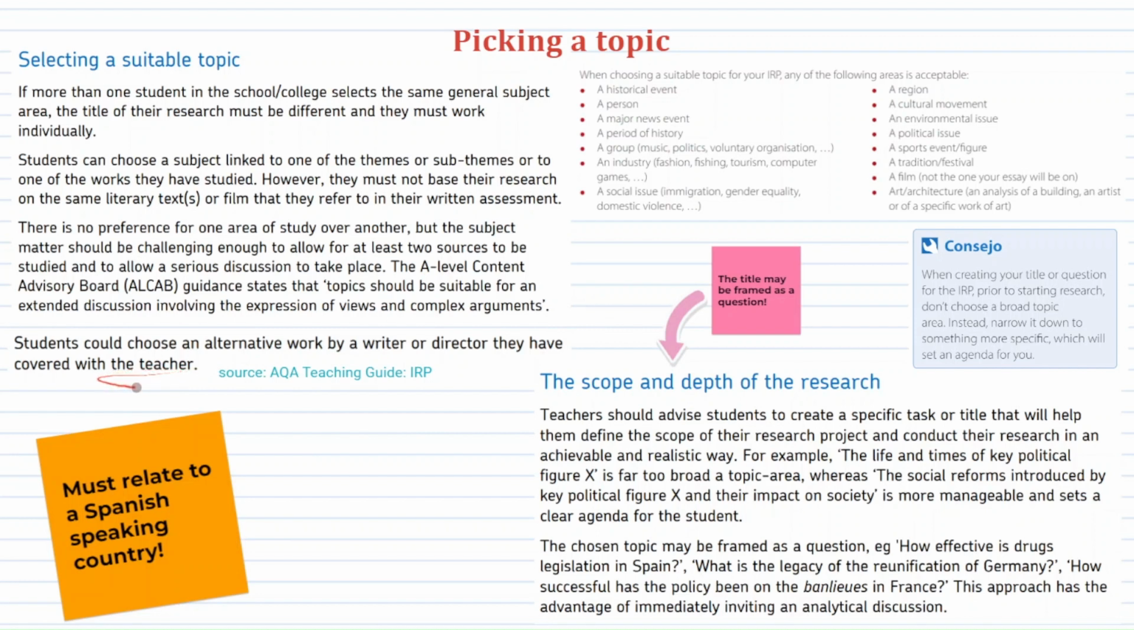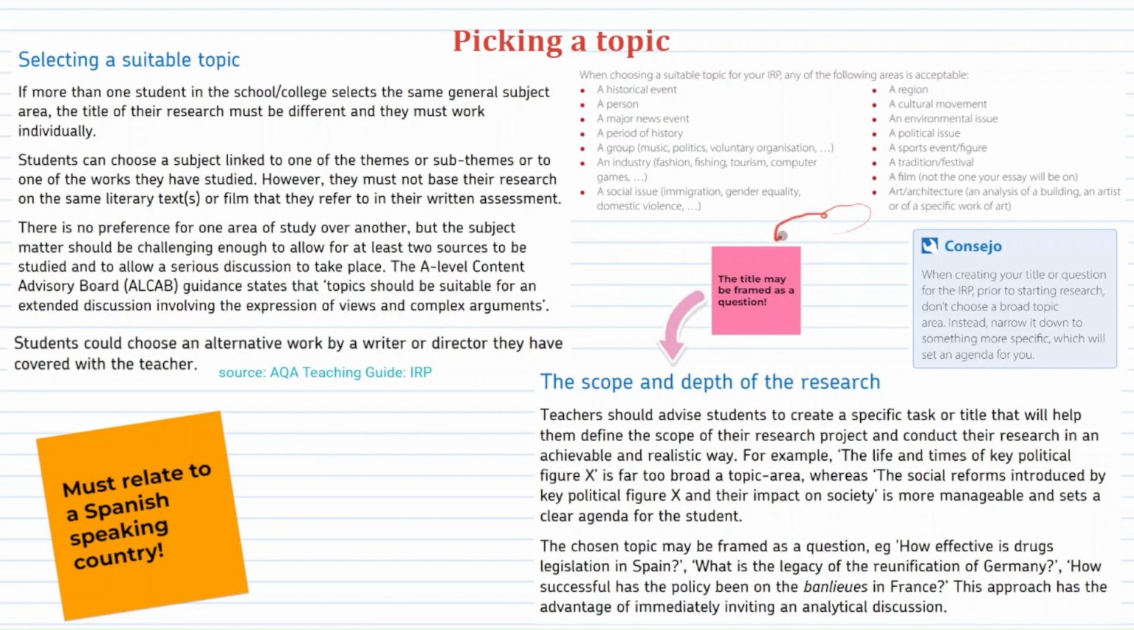The topic cannot be the same as any literary text or film from your written exam. However, you are free to analyze another piece of work from the same author or director. And the topic must be complex enough to have a discussion about it, and usually something where there's 2 sides of an argument, so you can analyze both sides during the discussion.